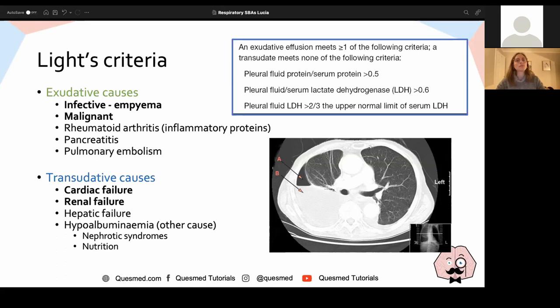Transudative causes, instead, are things that will cause fluid to leak out of the blood vessels into the pleural space. So your classics: cardiac failure, renal failure, liver failure, or low albumin because you have nephrotic syndrome or malnutrition, in some countries, not so much in the UK.